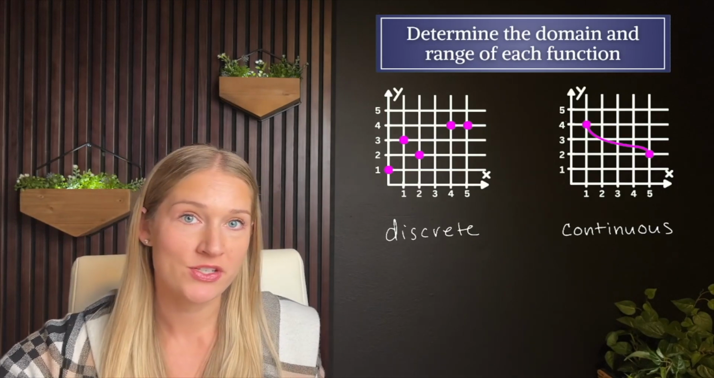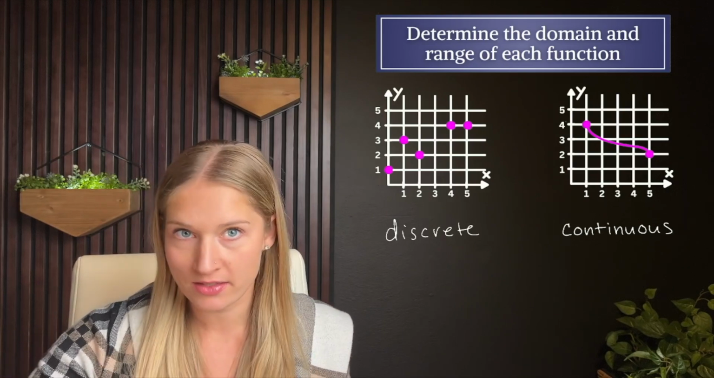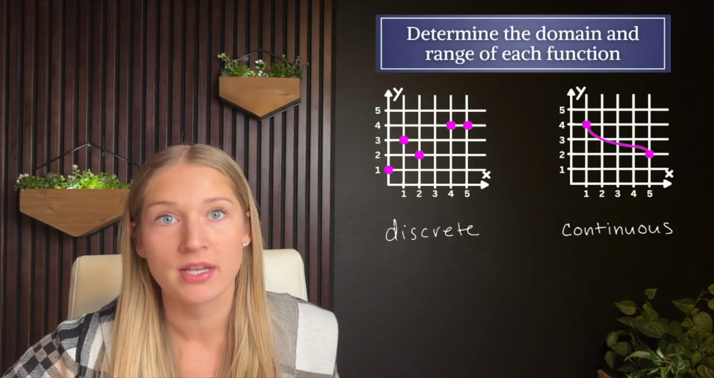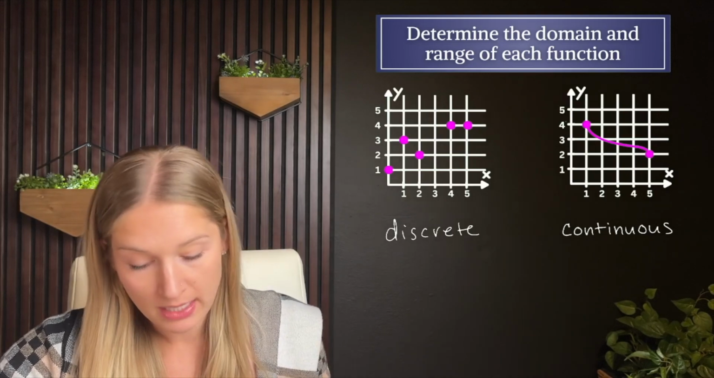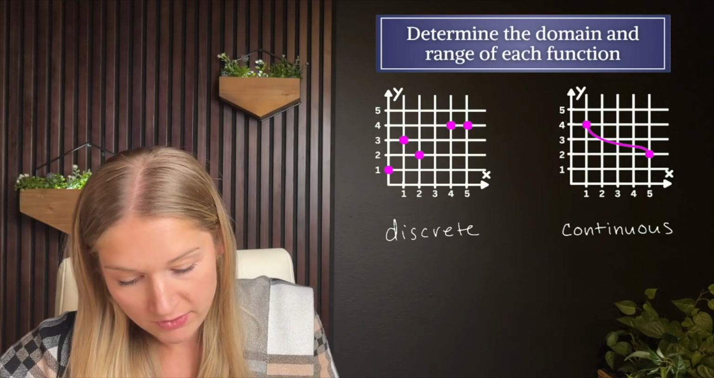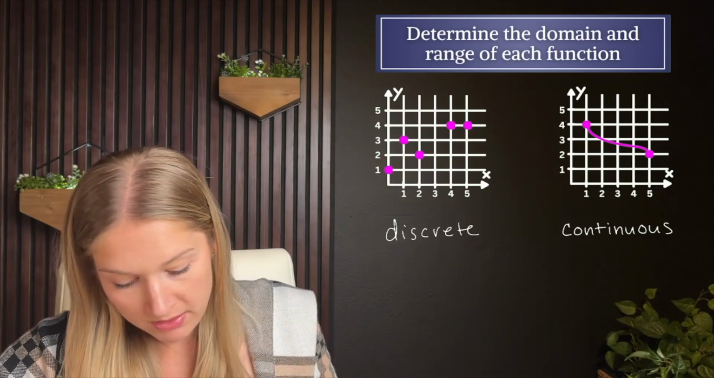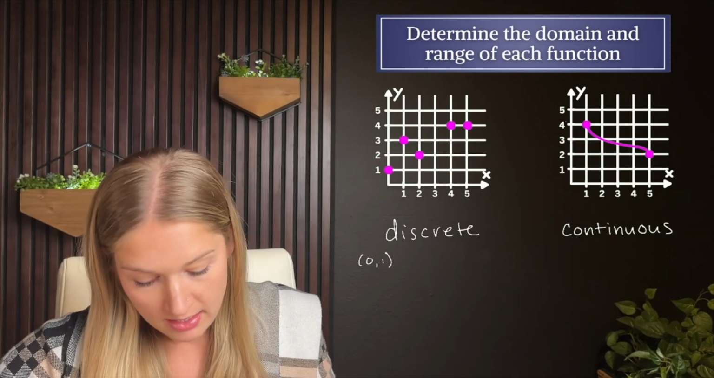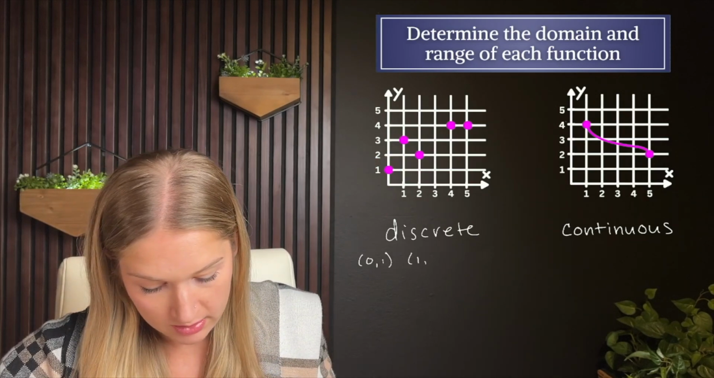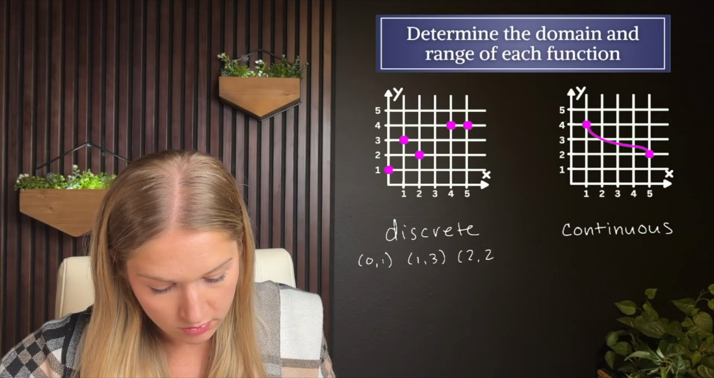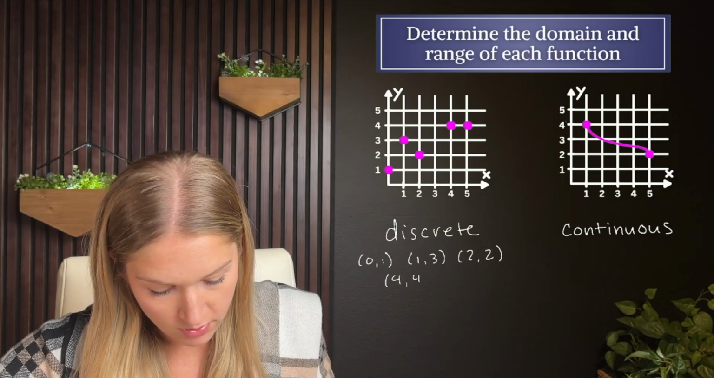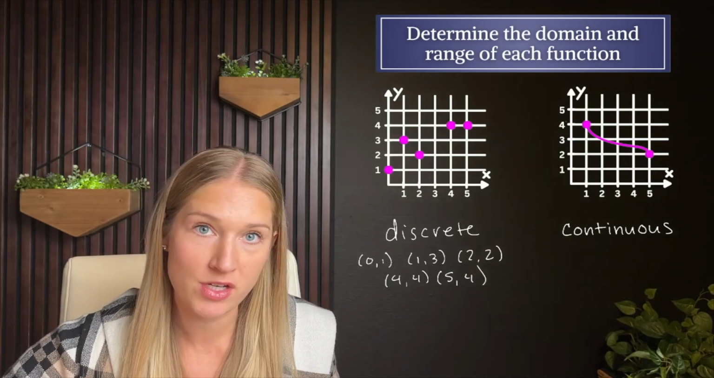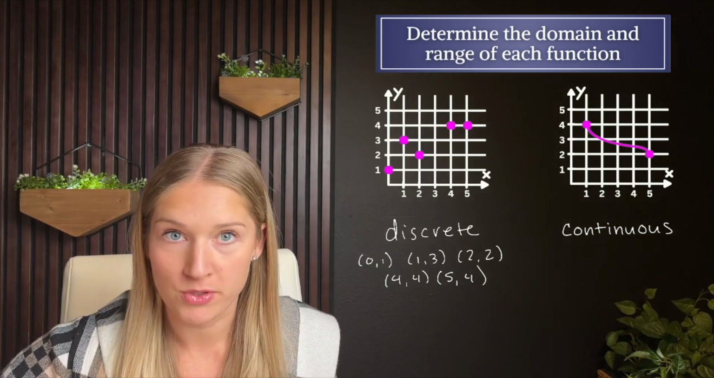When we're talking about discrete data, those are very distinct points, so we can see exactly what x values are used in the data. I could even go through and list all of the ordered pairs. For example, this first one here would be the ordered pair (0, 1). Then moving along to the right, I've got (1, 3), (2, 2), (4, 4), and (5, 4). So there are 5 points in this relationship, and I've listed all 5 ordered pairs.